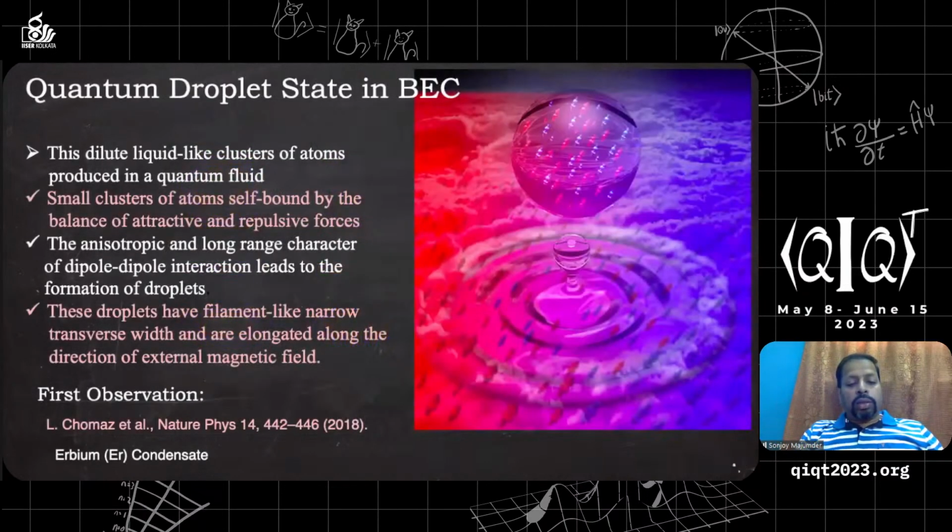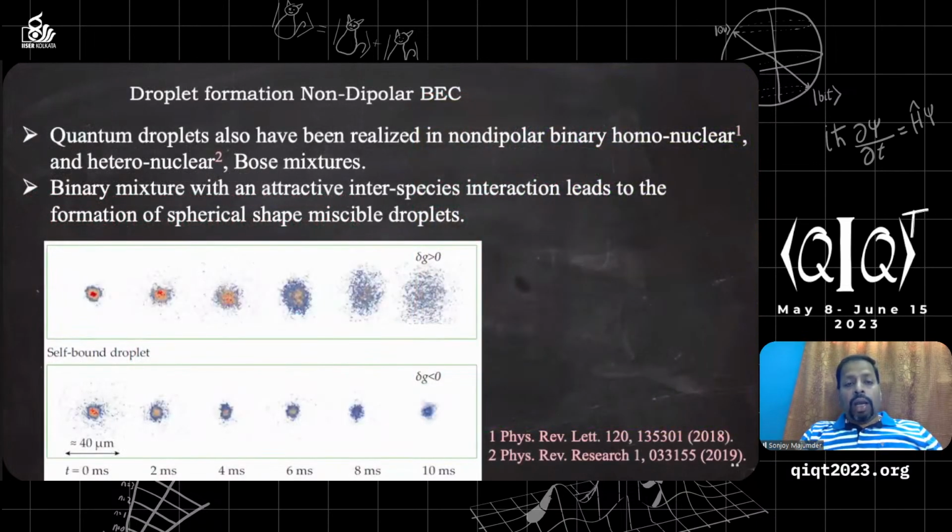This has been experimentally observed for the erbium system, in a 2018 paper in Nature Physics. They have thoroughly discussed the experimental techniques. Subsequently, quantum droplets have also been realized in non-dipolar cases, but in non-dipolar cases you need binary systems. Here one can show that binary homonuclear or heteronuclear cases, only binary systems, can form a droplet.